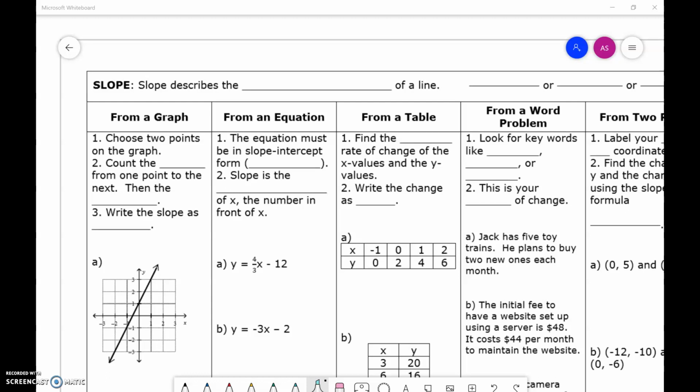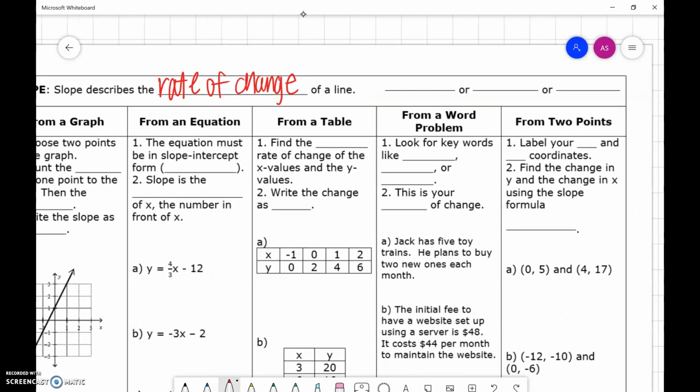So slope describes the rate of change. Let me get my pen out. So slope is the rate of change. Okay, you may also hear them say unit rate or common difference, but slope and rate of change are synonyms. So the question can ask, what is the slope or what is the rate of change? That's going to be the exact same question, so don't get confused.